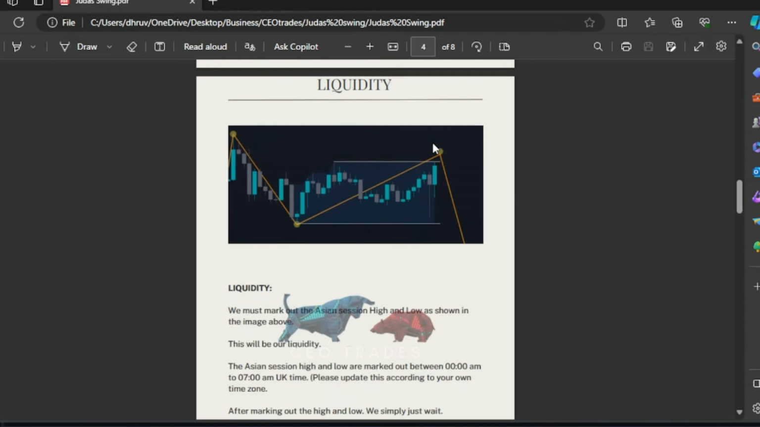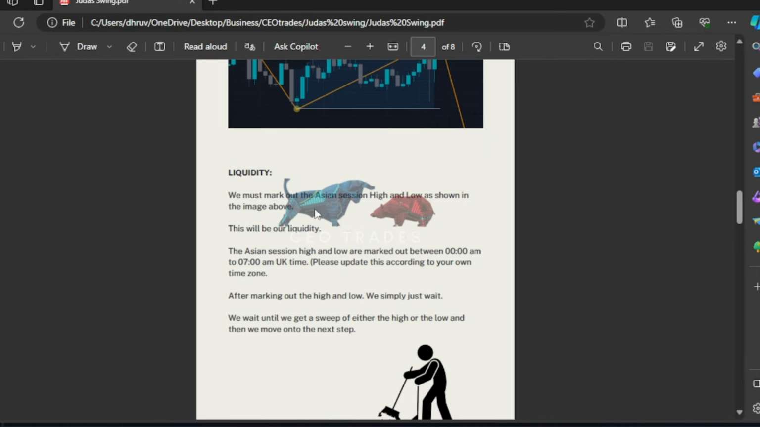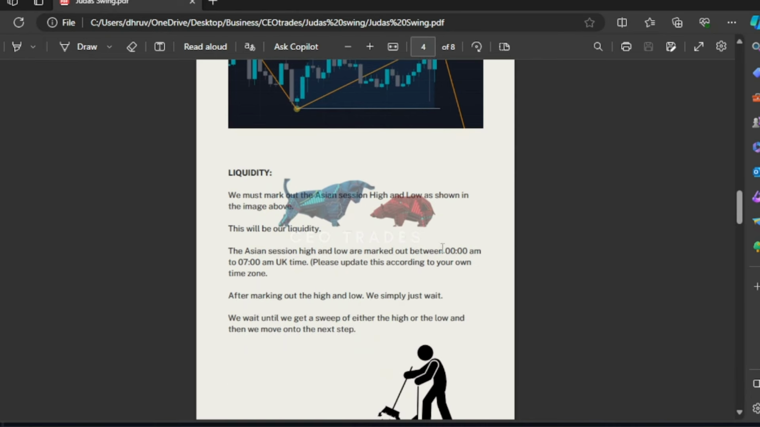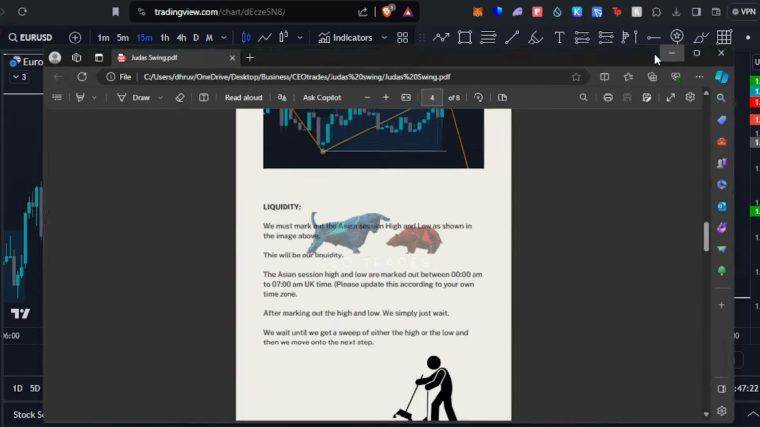Now, let's move on to the next step, which is to understand that our liquidity is the high and low of the Asia session range. So for me, the Asia session is marked out between midnight and 7 a.m. UK time. Again, update this according to your own time zone. And once we mark that out, we simply just wait for a sweep of either the high or the low.